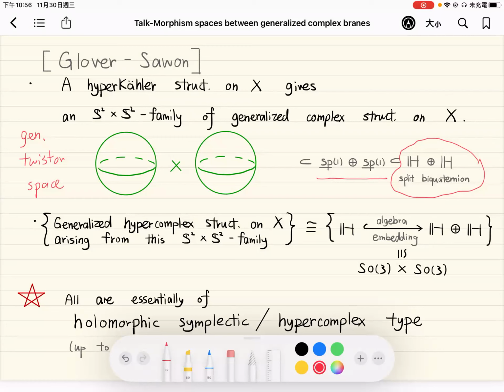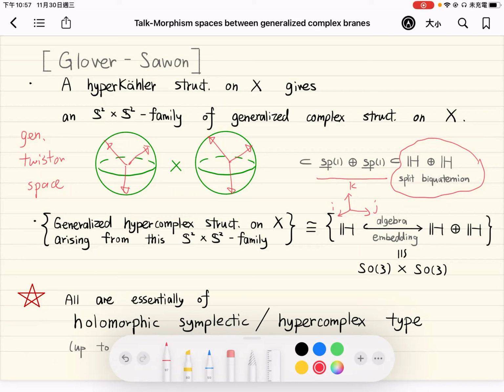Then maybe you can just compute that this is equal to SO(3) cross SO(3), because to embed the quaternion into the split biquaternion, you just need to specify the standard orthonormal frame for the imaginary part of the quaternion, I, J, K. And you see how this orthonormal frame is sent to an orthonormal frame in the first copy of the S2 and the second copy. That gives you an algebra embedding. So it's all about the rotation group of R3. That's why you get SO(3) cross SO(3) here.